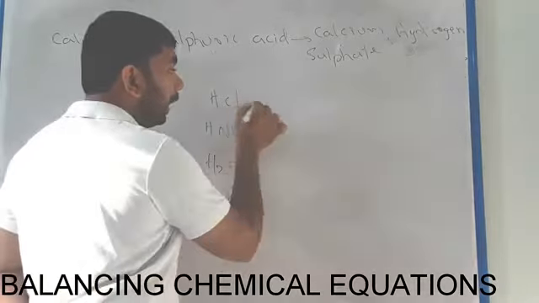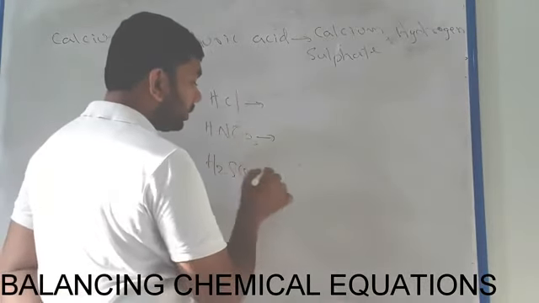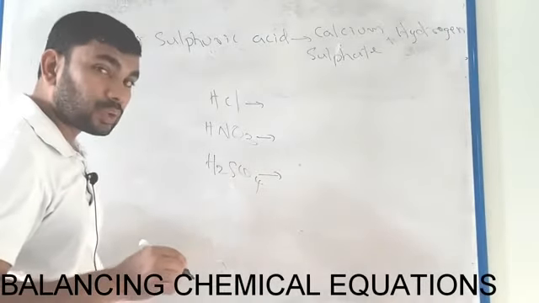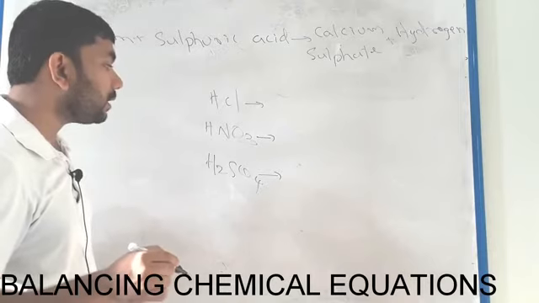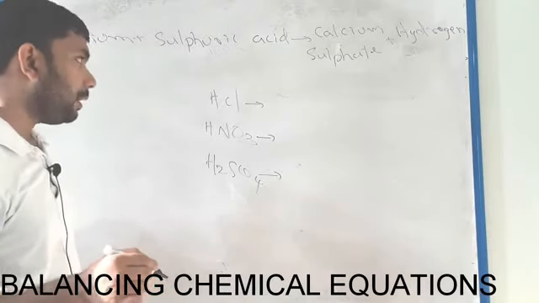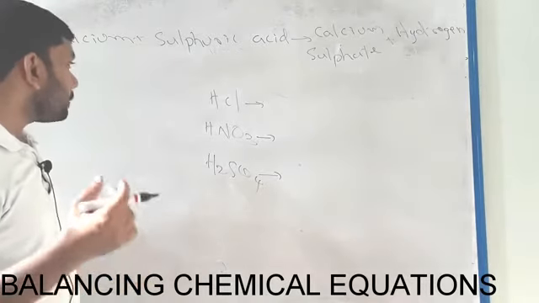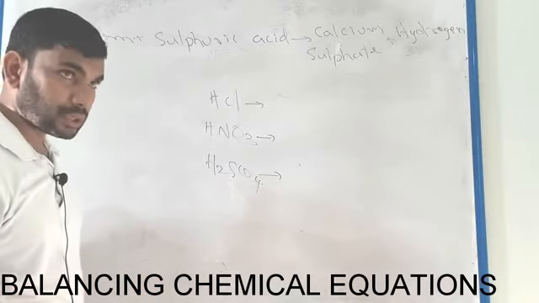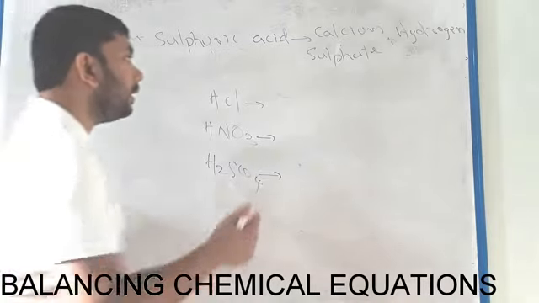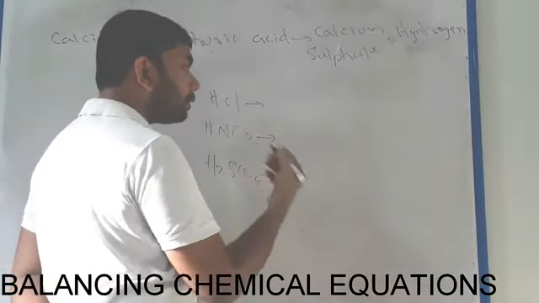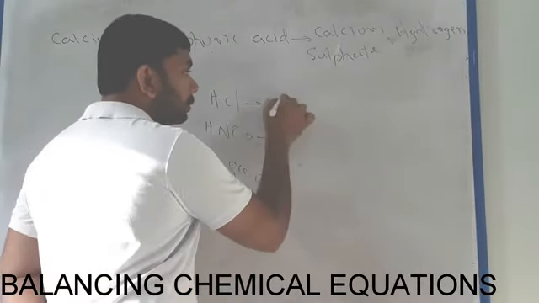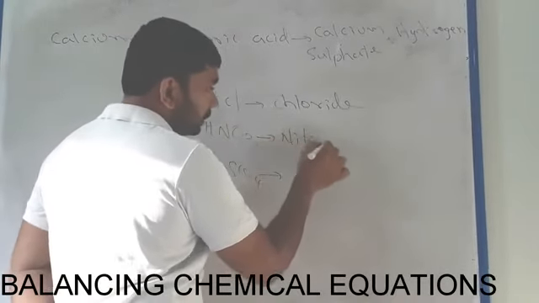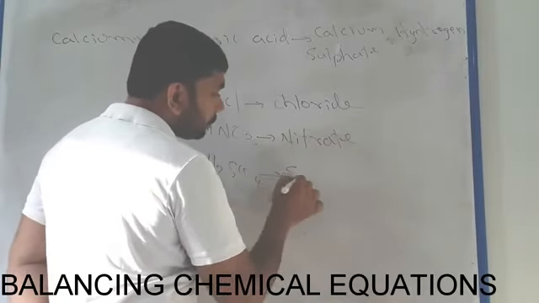Here HCl means hydrochloric acid, HNO3 nitric acid, H2SO4 sulfuric acid. When a substance like a metal or metal oxide reacts with hydrochloric acid, it forms a salt. All of them produce salt. Hydrochloric acid produces chloride. Nitric acid produces nitrate. Sulfuric acid produces sulfate.